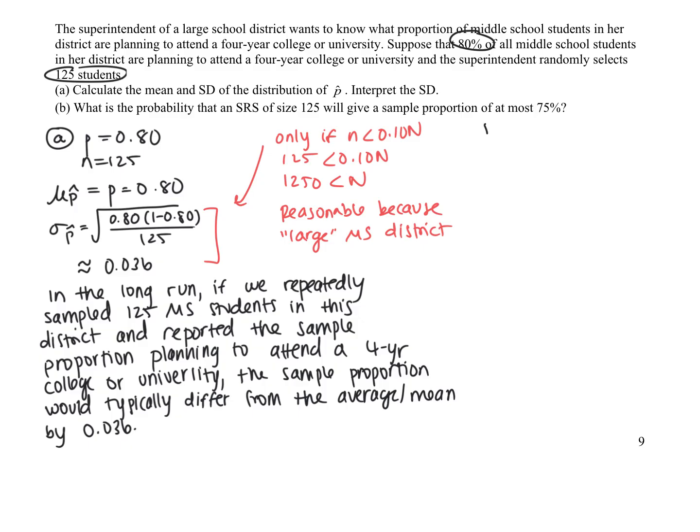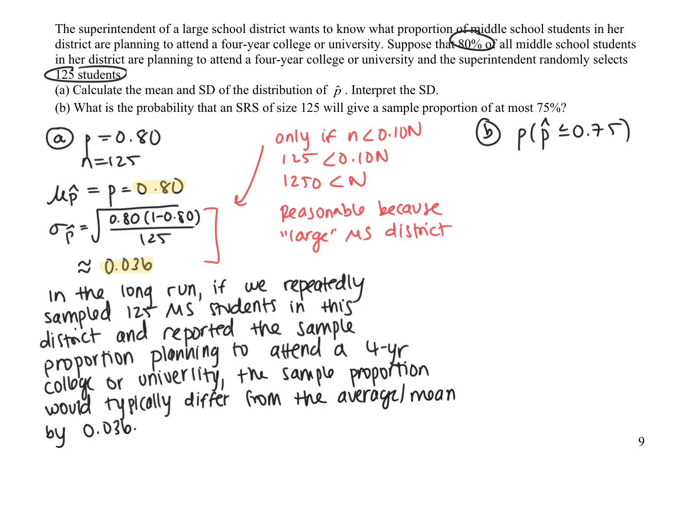Okay, I need like 4 more minutes and then we're done with notes. B, what is the probability that a simple random sample of size 125 will give a sample proportion of at most 75%? Okay. In probability notation, we are looking for the probability of a sample proportion less than or equal to 0.75, not 75%. Sample proportion is always between 0 and 1. So what we know so far is we know the mean of the distribution and we know the standard deviation of the distribution.